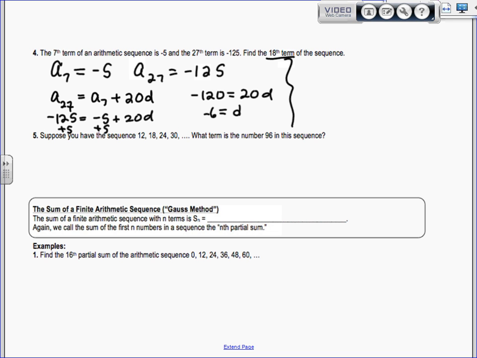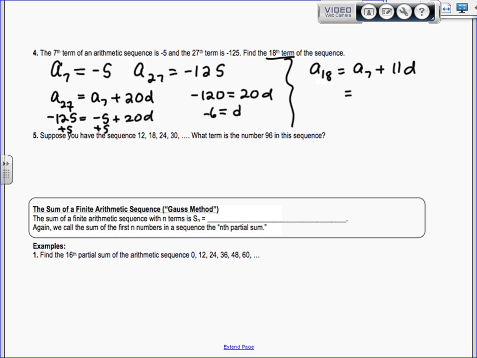So if I find the 18th term, I can use either one. I can use the 7th term or the 27th. So let's say I do the 7th term. So I have the 7th term plus 11 common differences. See how writing that formula can kind of organize your thoughts, right?